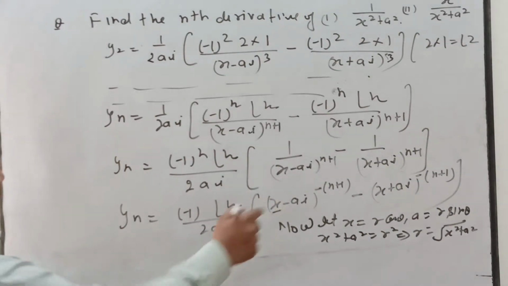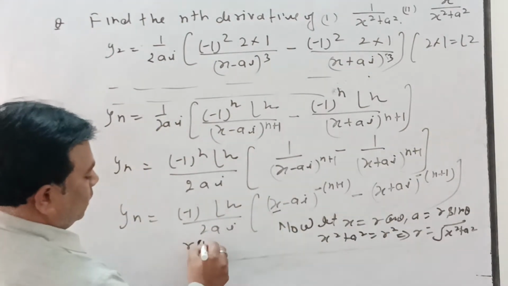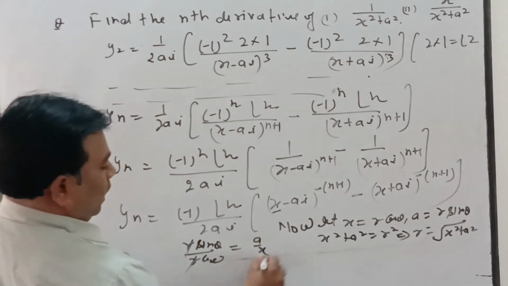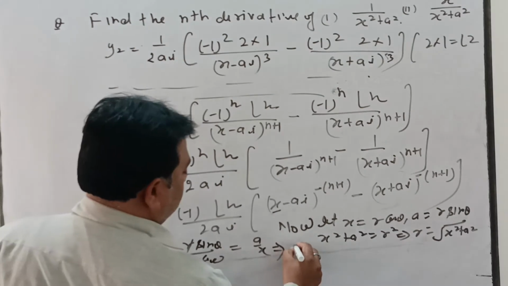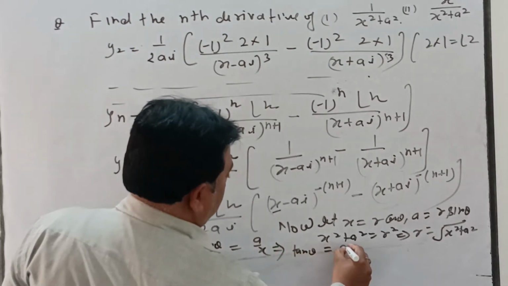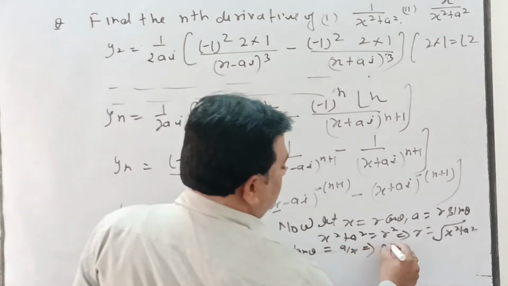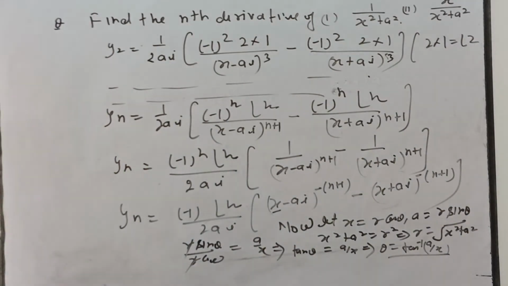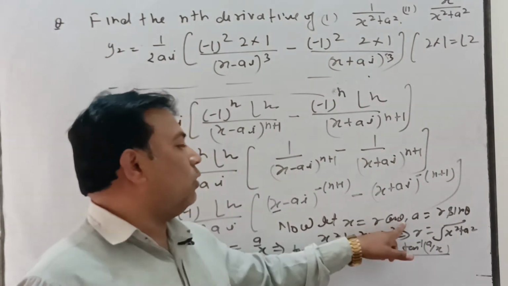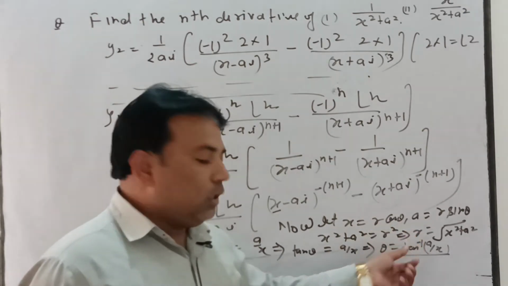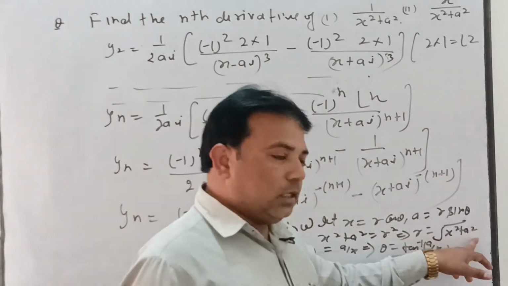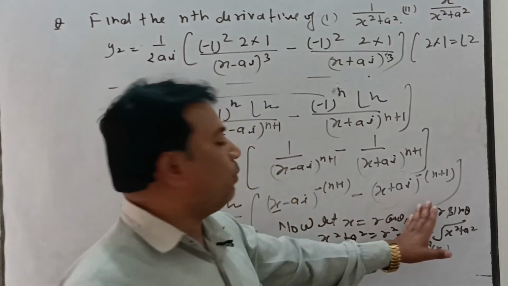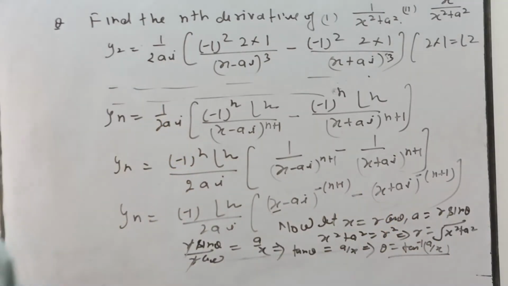Very simple. Dividing one by the other, r sin theta upon r cos theta equals a upon x. Cancelling out, tan theta equals a upon x, which implies that theta equals tan inverse a upon x. So we let x equal to r cos theta, with unknown values of r and theta. We find the value of r as root of x square plus a square, and theta as tan inverse a upon x. This is the polar form. Please make a note.